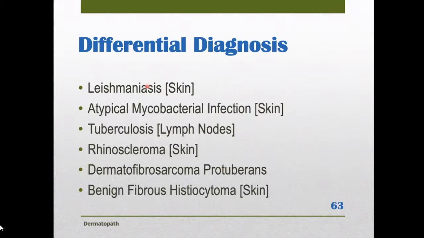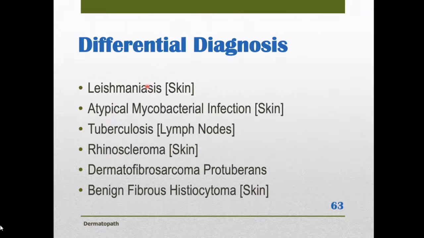Other differential diagnoses, of course, are tuberculosis and rhinoscleroma. Rhinoscleroma commonly affects the nose, mouth, palate, and so on. It is caused by some bacteria, but which are not mycobacteria.